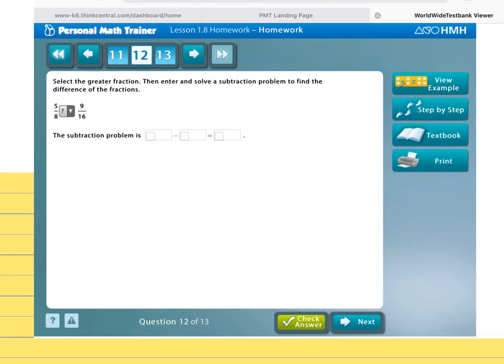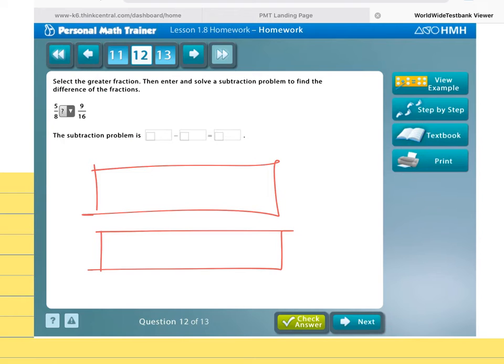For problem number 12, they're asking us to compare fractions, which one is greater. A couple ways that we could do this. If you recall from the previous lesson, you could do a fraction bar model for each one to compare. The hard thing here is when you draw a fraction bar model, it's not perfect. You know, your parts aren't exactly perfect.